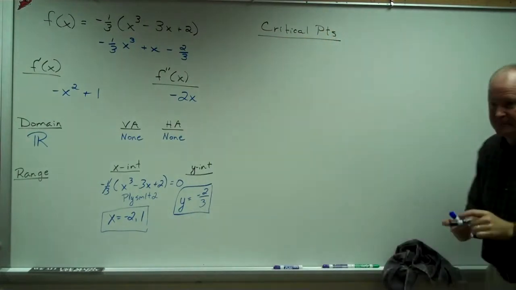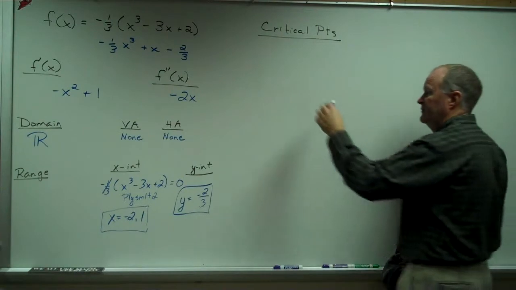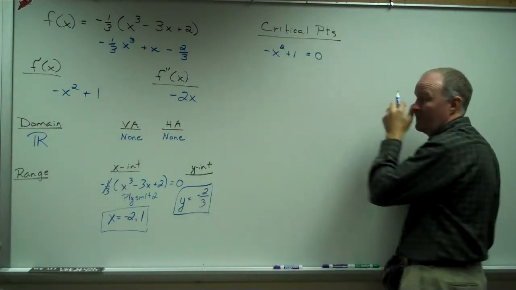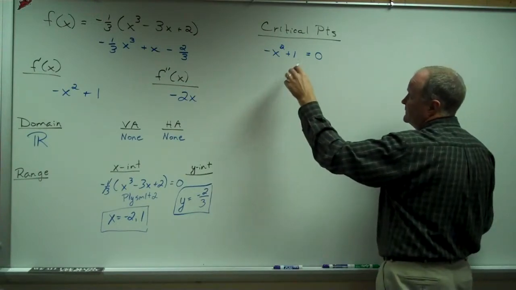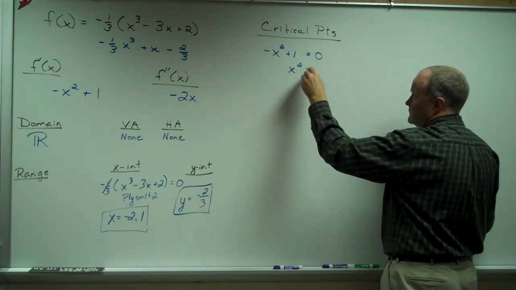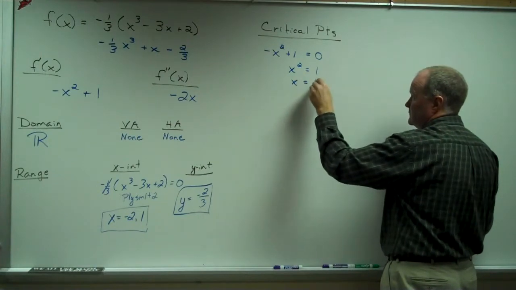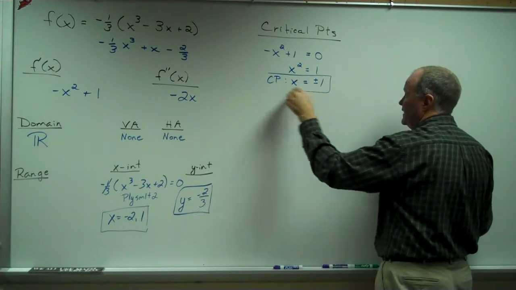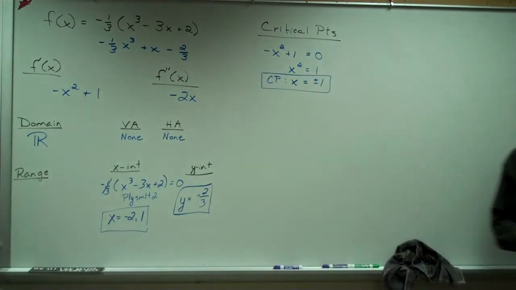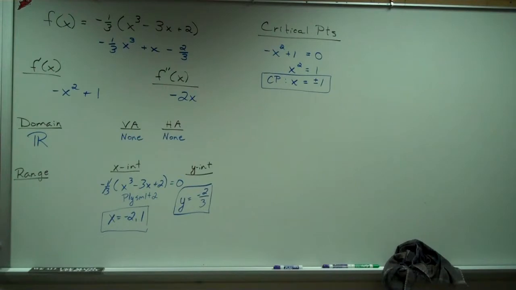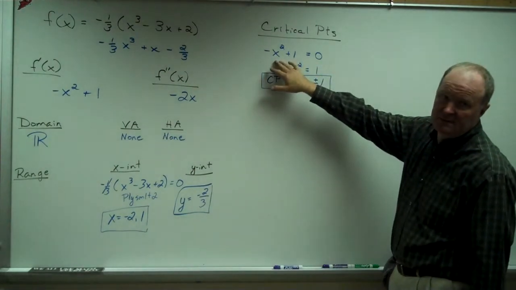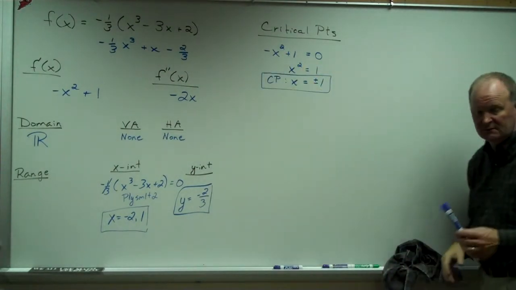Critical points. Take my first derivative and set it equal to 0. Be careful doing this. Don't forget about plus and minus anytime you're taking a square root, positive or negative. If you want to factor it out, this is really 1 minus x squared, which is 1 plus x times 1 minus x.